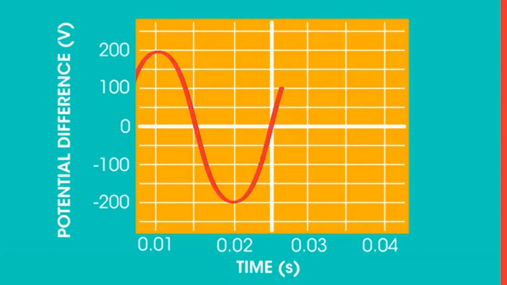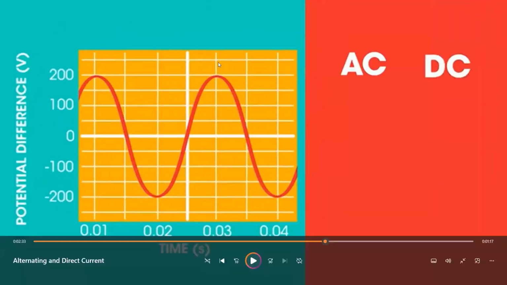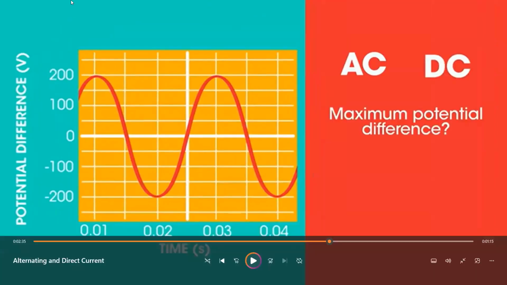So what about this oscilloscope trace? Is it AC or DC? Definitely an AC. What's the maximum potential difference? We need to take care that the maximum potential difference is the highest point. This is 200 volts. The minimum potential difference will be the same value but in the opposite direction, which is negative 200 volts.